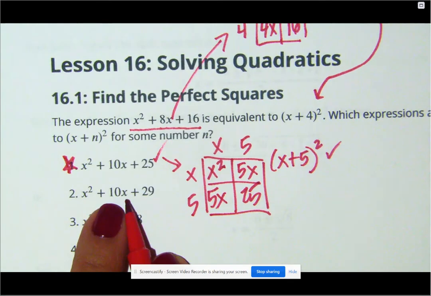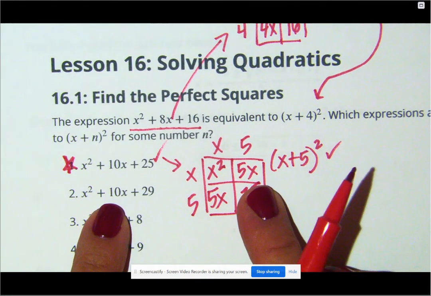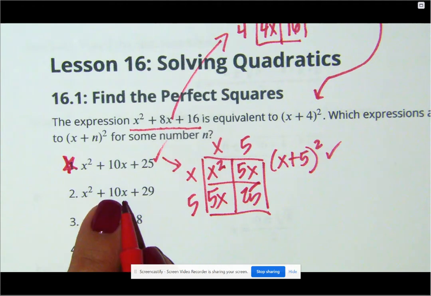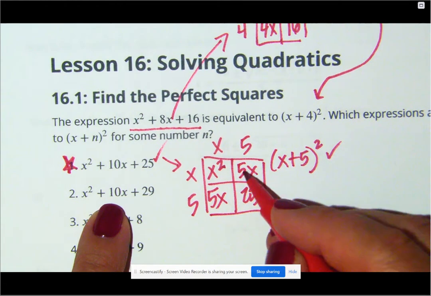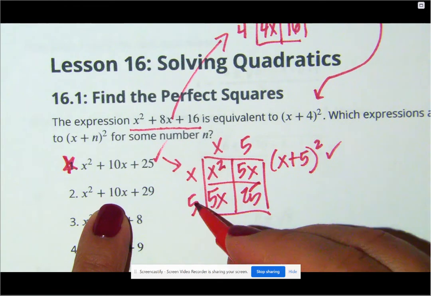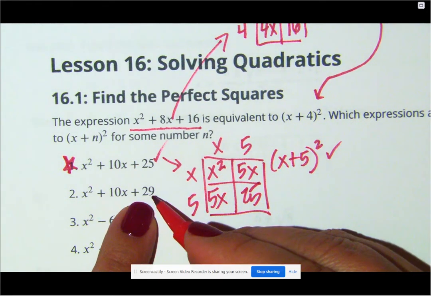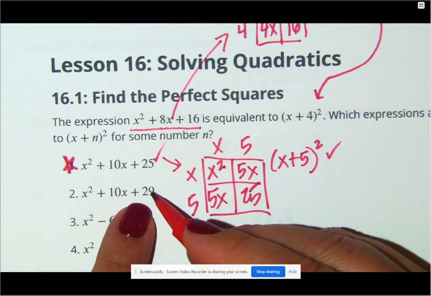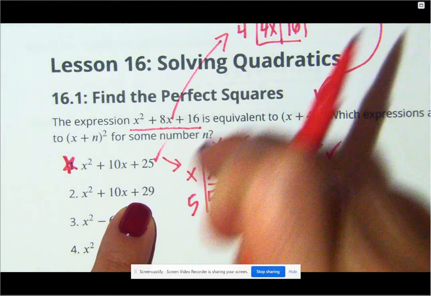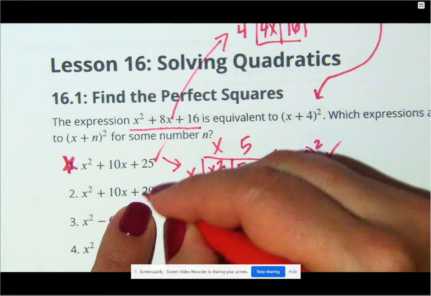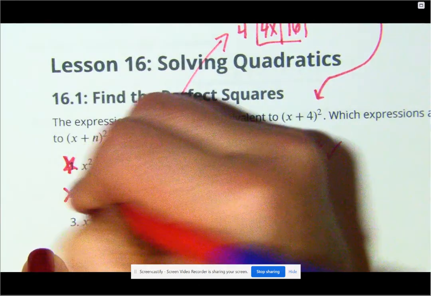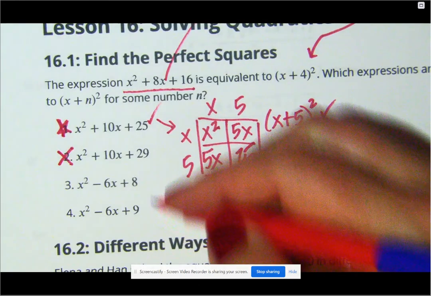Okay, what about this one? We can use this box already because it's exactly the same, except it's got a 29 here. We already know if we cut 10 in half, we're getting 5 and 5. And 5 times 5 is 25, not 29. This problem cannot be written as the same thing times itself because there's no whole number times itself that makes 29. This one doesn't work. Okay, let's try this one.